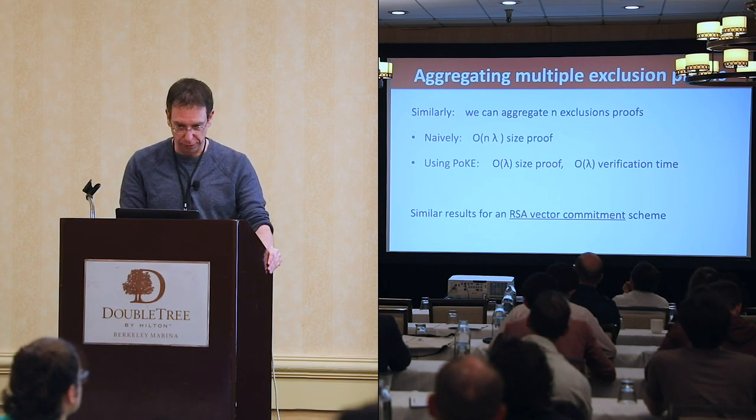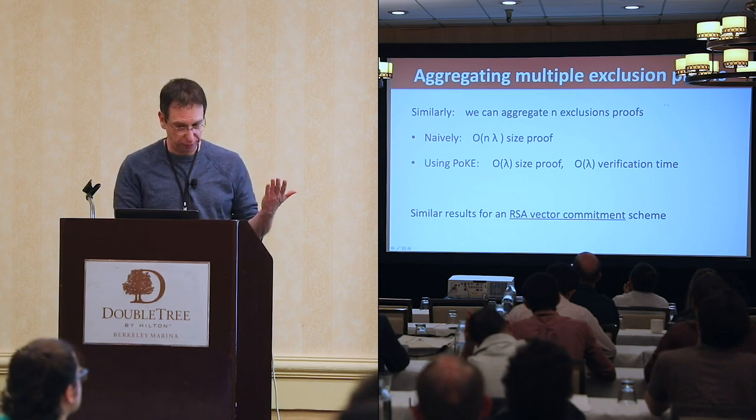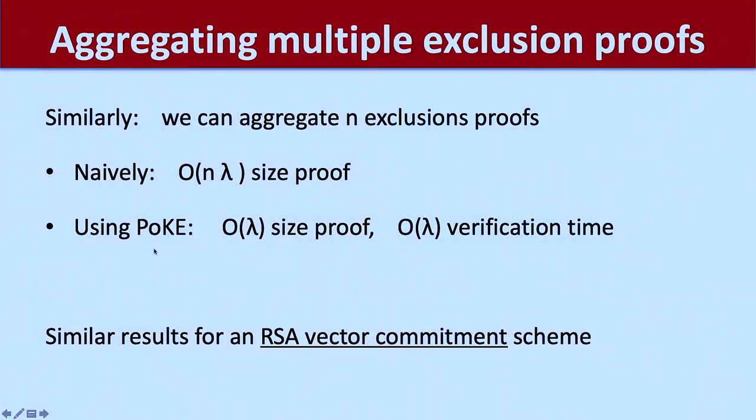So I need to stop, so almost there. We can do the same thing for aggregating exclusion proofs, so not just inclusion proofs. For aggregating exclusion proofs, we have to use this proof of knowledge of exponent, and we can kind of get the same thing.